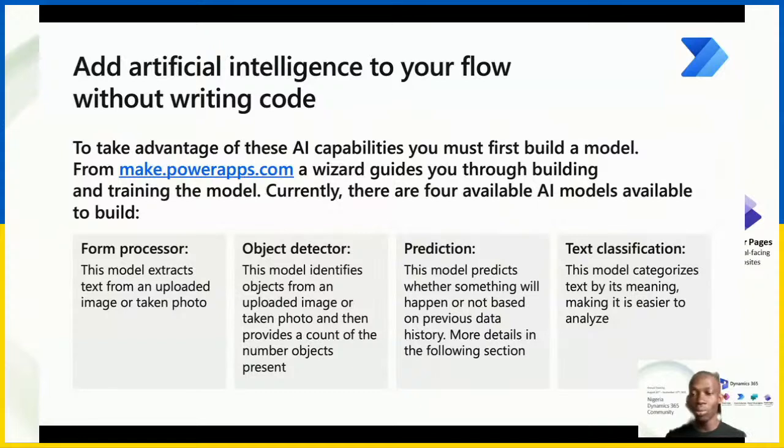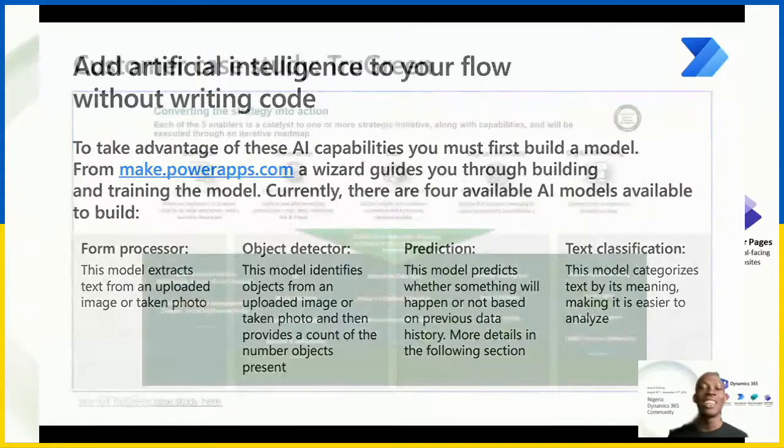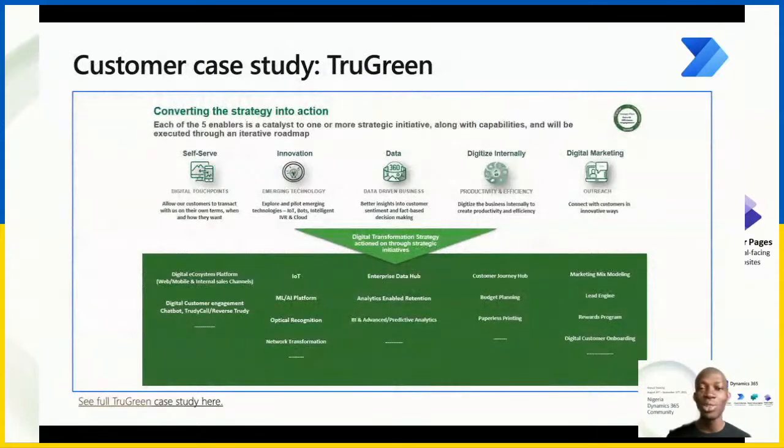So prediction. Yeah, this does prediction based on previous data history. So it predicts whether something would be or would not be. Based on the information you gave it, you feed it information before you can actually ask it to predict. More details, of course, you're going to be talking about that. Text classification: this model categorizes text by its meaning, making it easier to analyze. So let's say you want to categorize text by its meaning, basically.